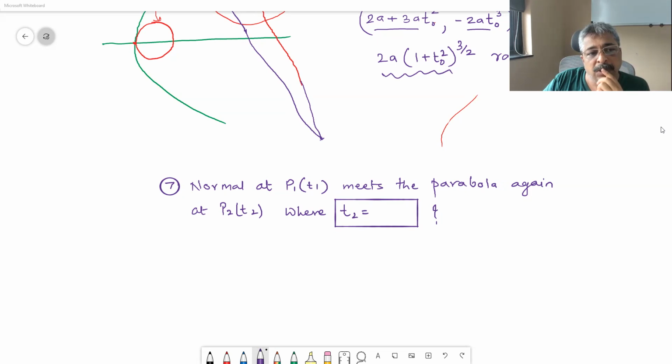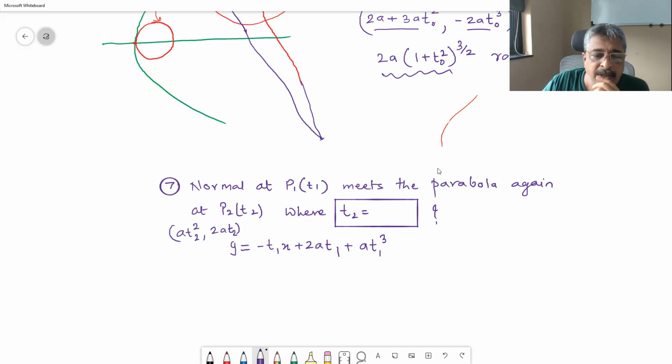So what do we do? T2 should satisfy the equation of the normal at T1. Is that correct? The equation of the normal at T1 is y is equal to minus T1 x plus 2a T1 plus a T1 cube, and this should be satisfied by T2. T2 means a T2 square comma 2a T2, and then we have a relationship between T2 and T1. We should simplify and get the answer. 2a T2 is equal to 2a T1 plus a T1 cube minus a T1 T2 square.